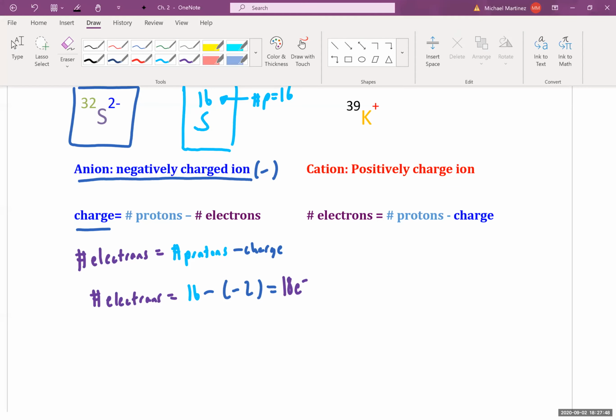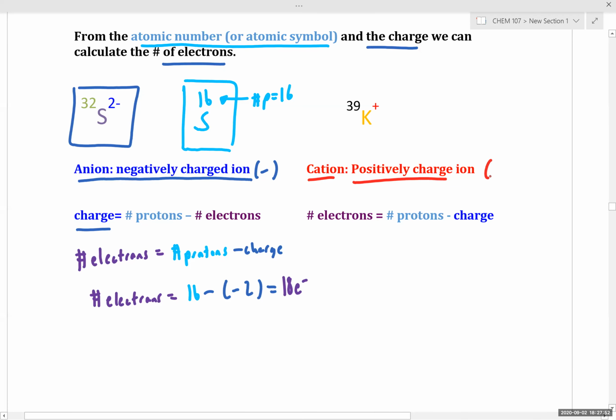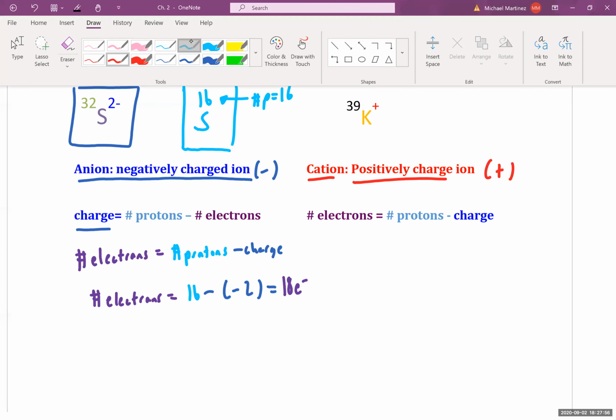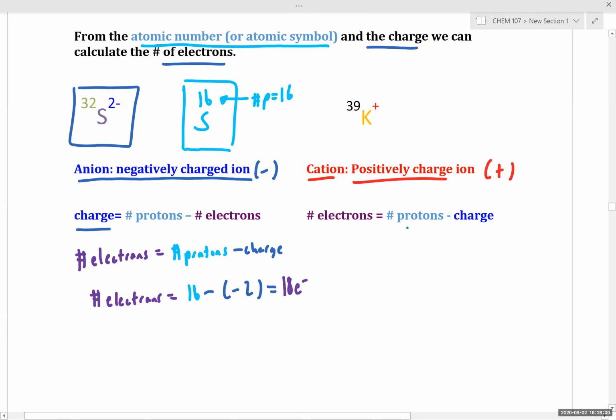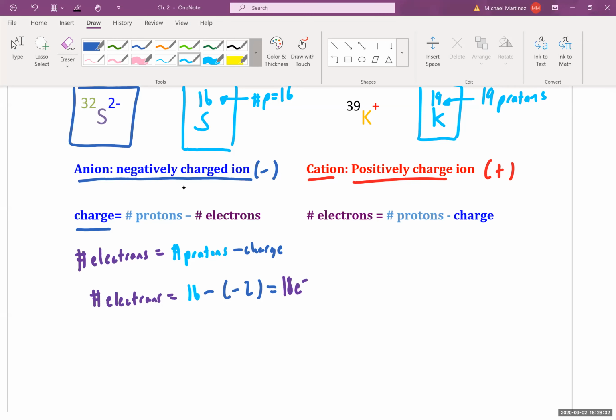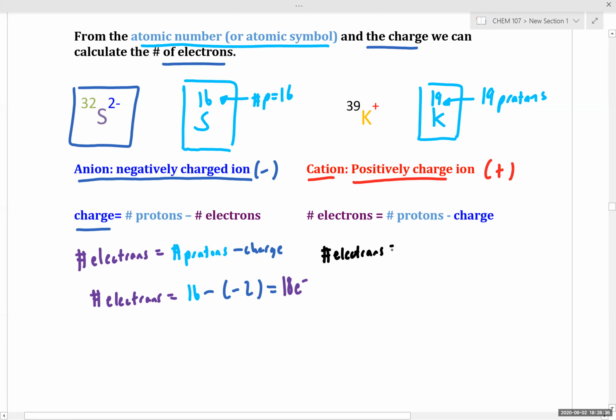Let's look at a cationic species such as potassium. So a cation is a positively charged ion, positive charge. And just like before, we can figure out the number of electrons by taking the number of protons minus the charge. So for potassium, we need to figure out the number of protons by looking at the atomic number. How many protons does potassium have to its name? Potassium has an atomic number of 19. So in turn, it has 19 protons. Then, solving for our number of electrons, we get 19 protons minus the charge of positive 1. That gives us 18 electrons.